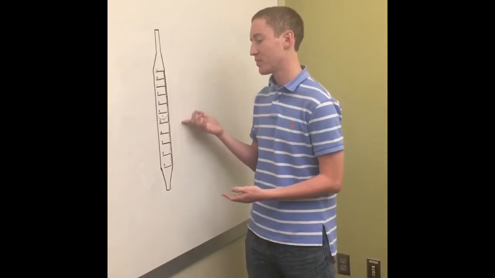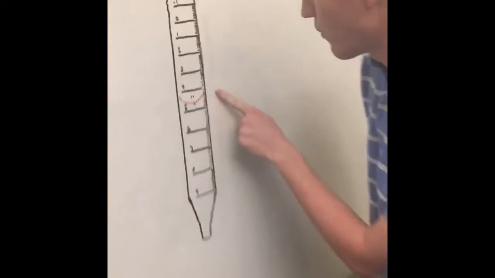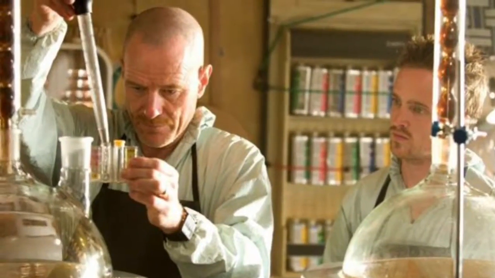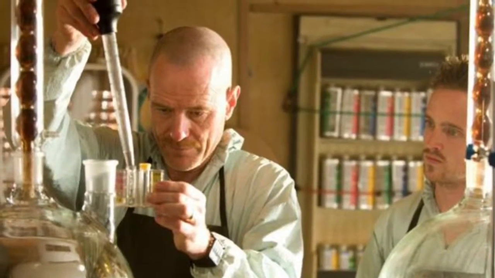This is an example of a meniscus in a pipette. The value of the meniscus reads 5.54 milliliters. Let's take a look at how Amy measures volume from a pipette by reading from the meniscus.